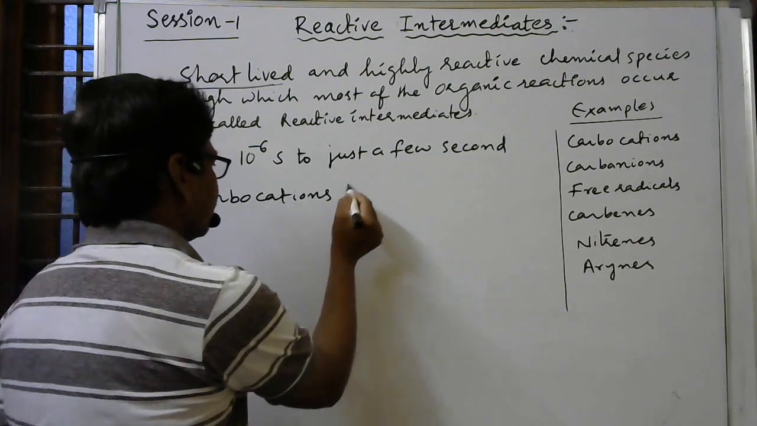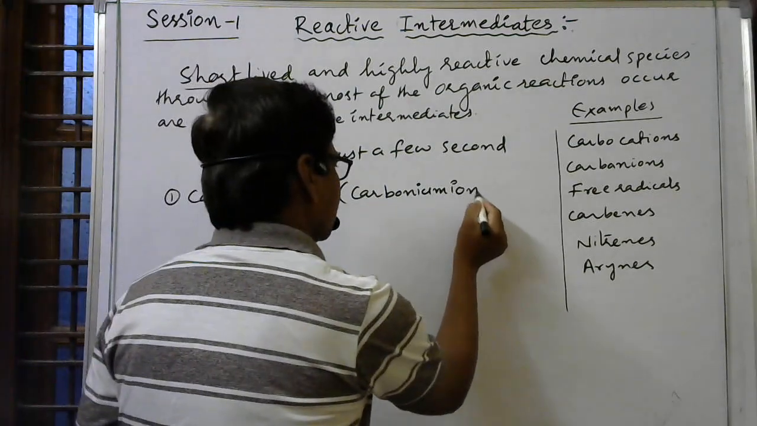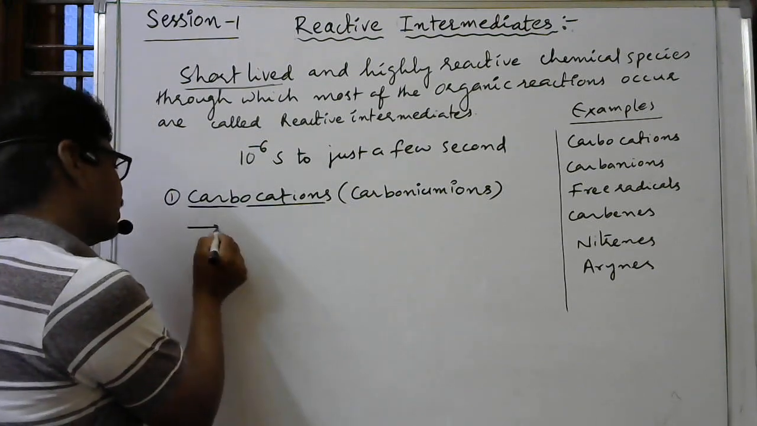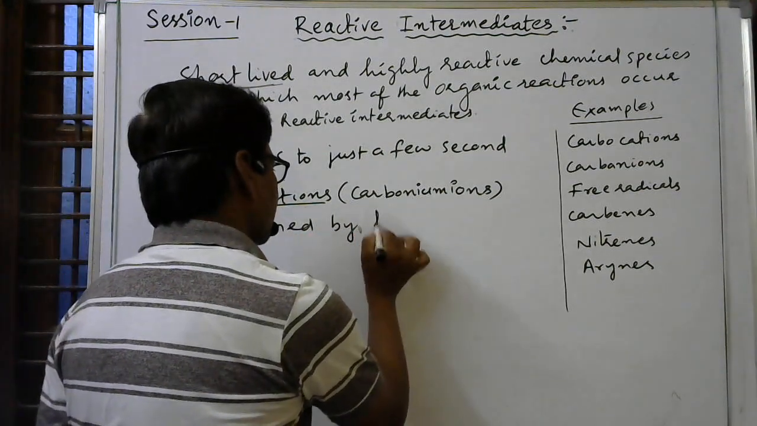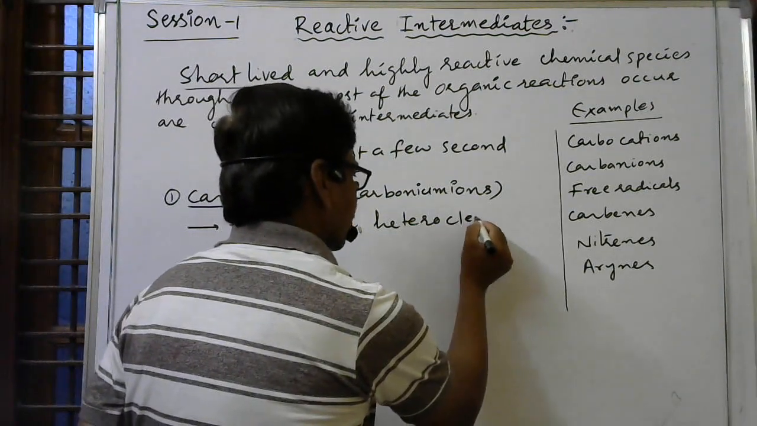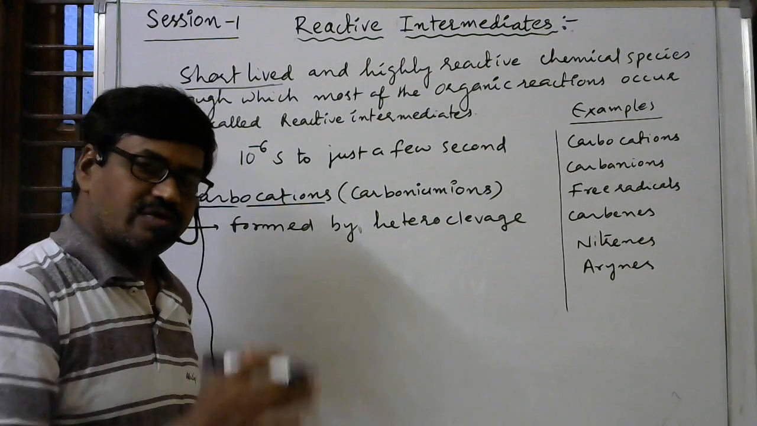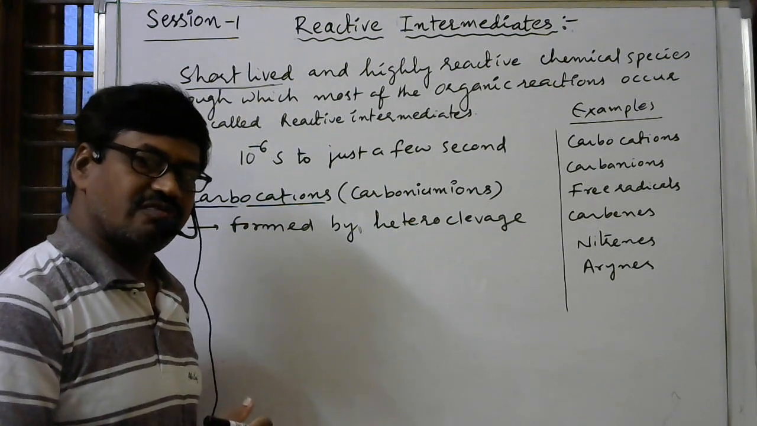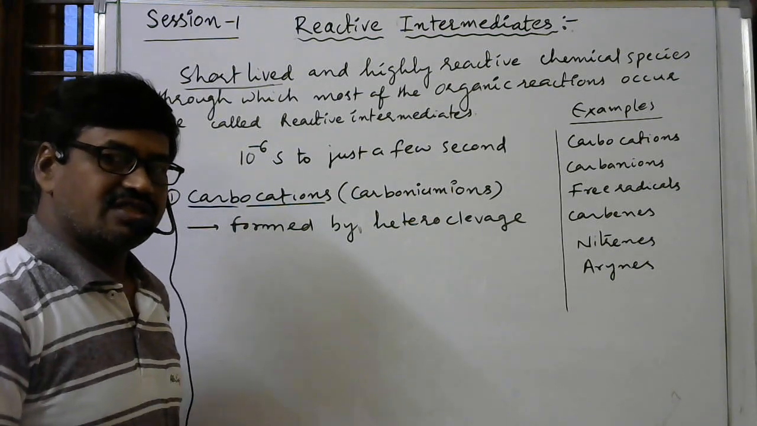Carbocations are otherwise called carbonium ions. Carbonium ions are generally formed by heterolytic cleavage. Heterolytic means unequal cleavage. In a given covalent bond, two electrons move with one atom, and the other atom has less electron density and will carry a positive charge. Particularly, if that atom is carbon, then we can say it is a carbonium ion.